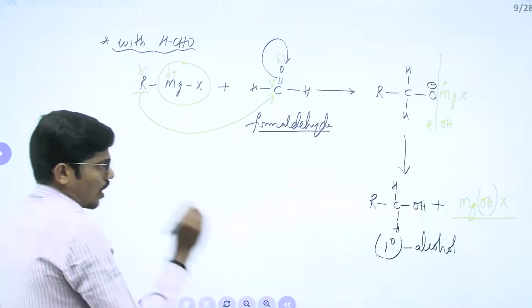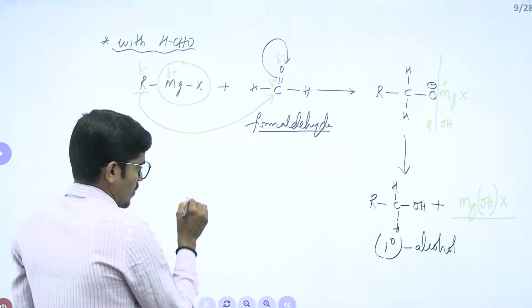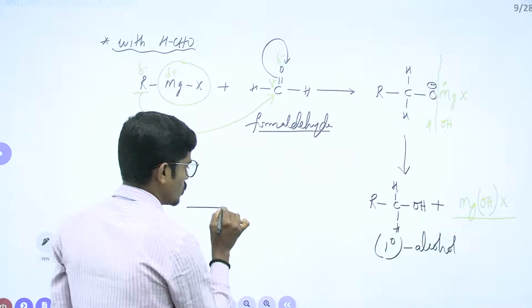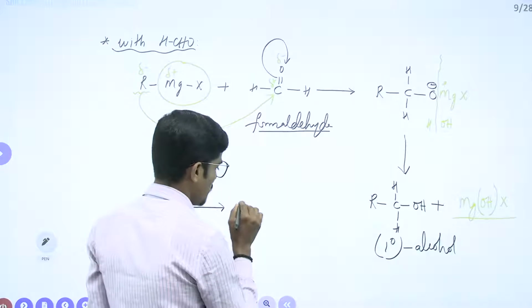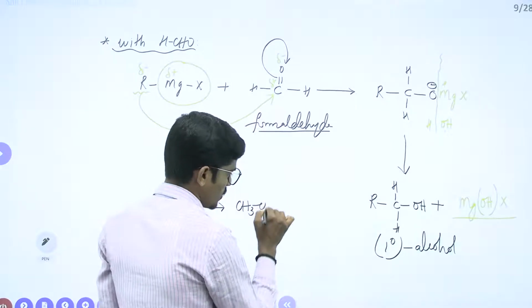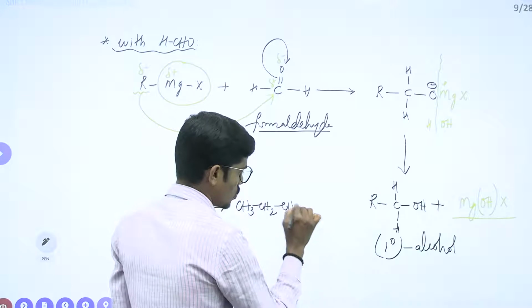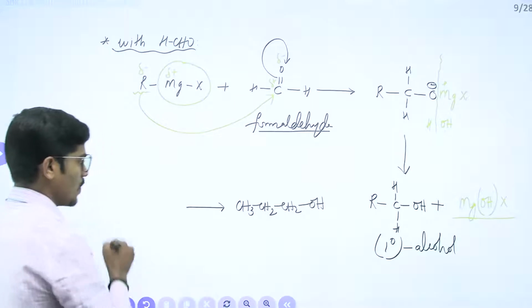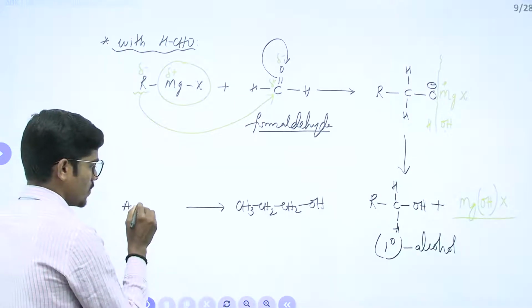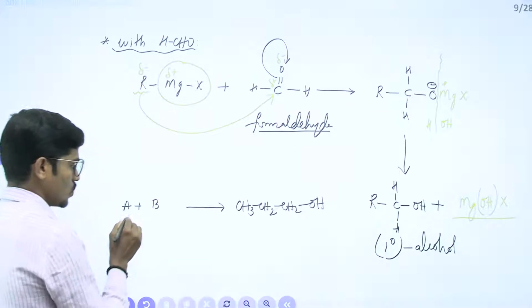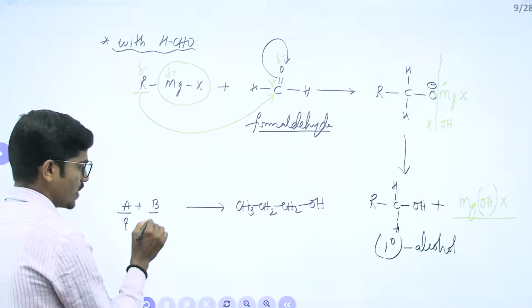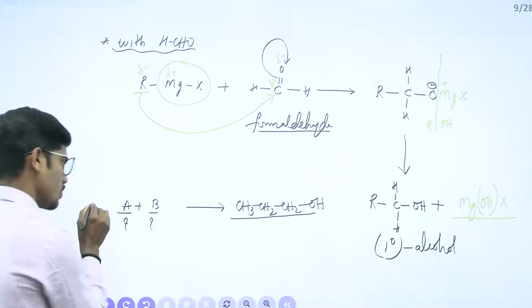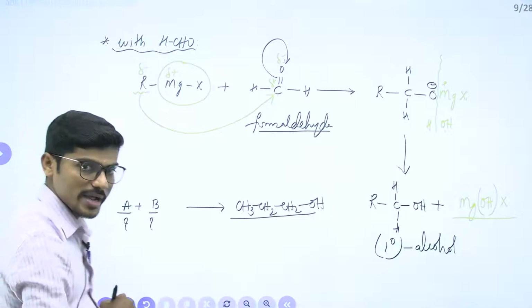With formaldehyde, I am asking how you are going to prepare CH3 CH2 CH2OH from a carbonyl compound. So identify the products A and B. Here A and B you need to identify. The product we should get is this alcohol, propanol. This is one homework for you. So identify A and B.